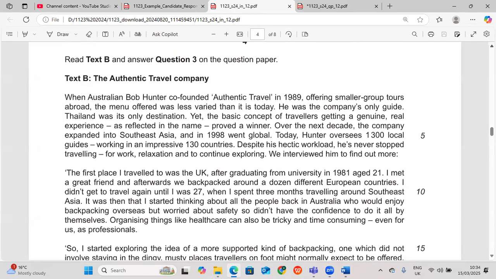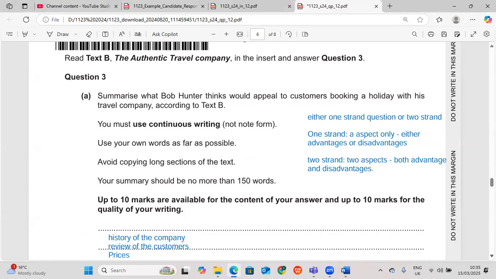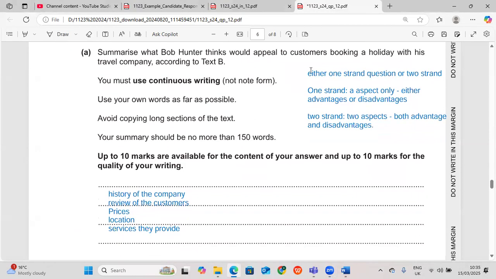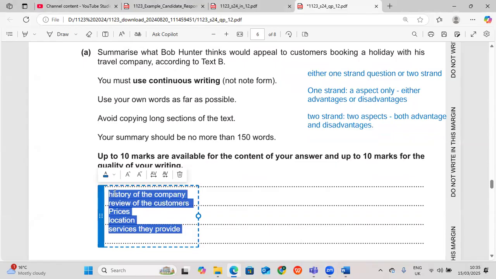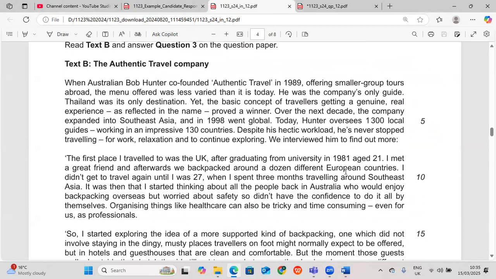But keep the question in mind when you are actually making points, please. We have to write down only what would attract people to his company, Bob Hunter's company. And we will keep all those 5 points in mind: history of the company, review of the customers, what they offer, what places they go, and prices. There's not much mentioned about prices in the text though. Okay, there you go. You have the text on screen and you have 7 minutes for this, to make points. 7 minutes, yep.